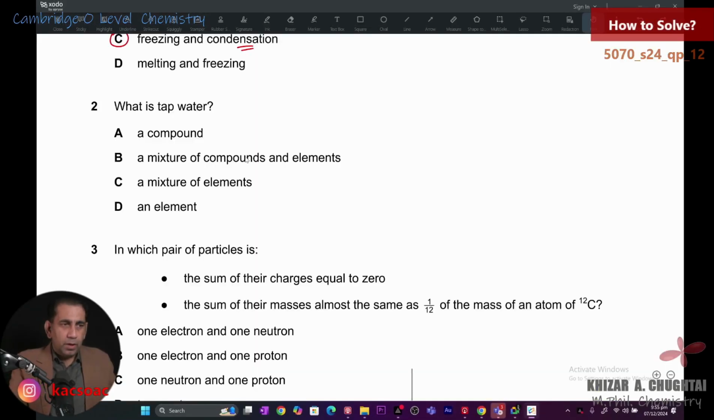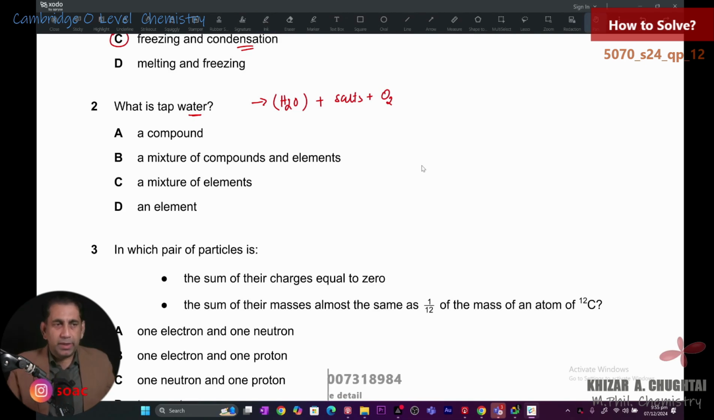Question number 2. What is tap water? Basically, we know water is H2O and it's a compound. And tap water also has salts plus elements like oxygen, and sometimes chlorine, that is also an element, and so on. So A, tap water is just a compound? No. Basically, it is a mixture of different substances.